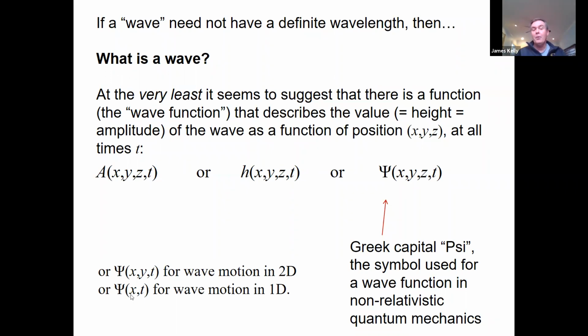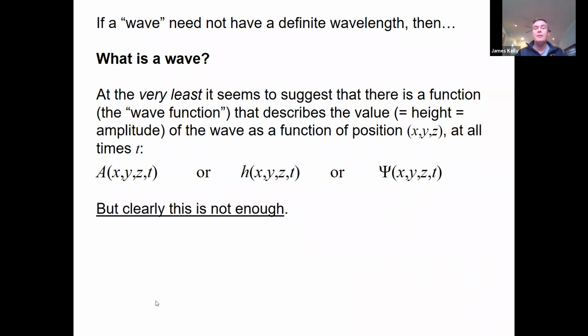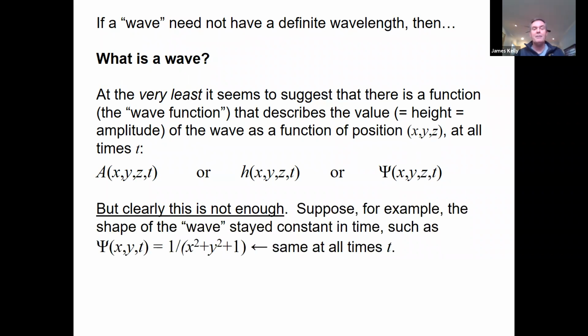So if you've got a wave traveling along the x-axis only, of course, our wave function psi would just be a function of position x on the axis and time for motion in one dimension. But specifying this wave function is not enough. In other words, I could give you any function of x, y, z, and t, and some of them wouldn't be justified in calling them a wave. Maybe my function of x and y and t might look like this. In fact, I've chosen one here that has a particular shape as a function of x and y, but it doesn't depend on t. It doesn't seem like there's anything wave-like about it.